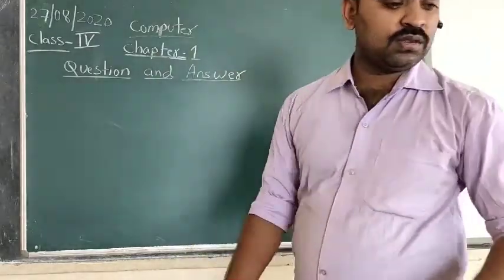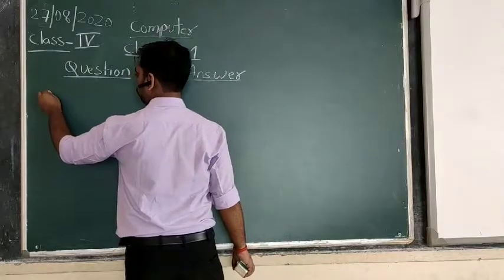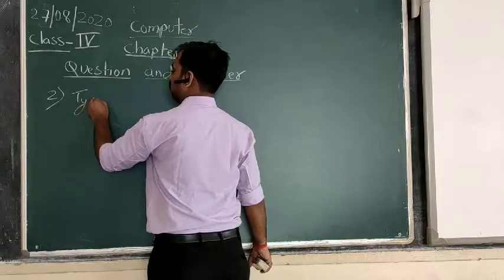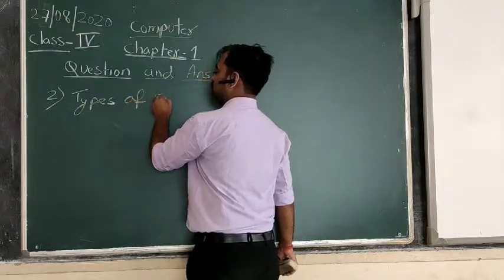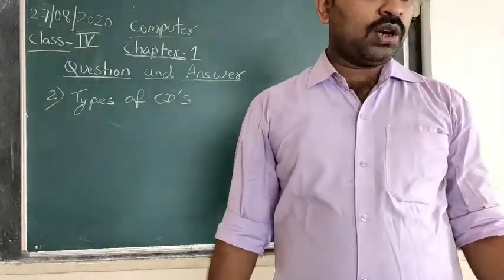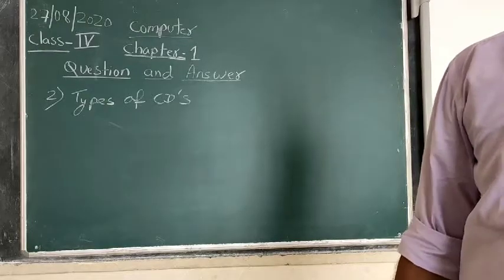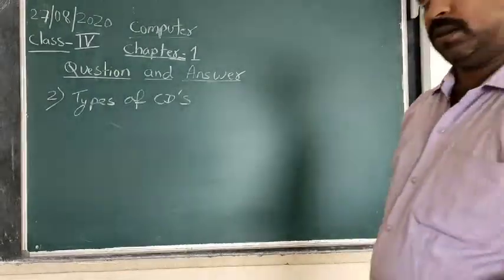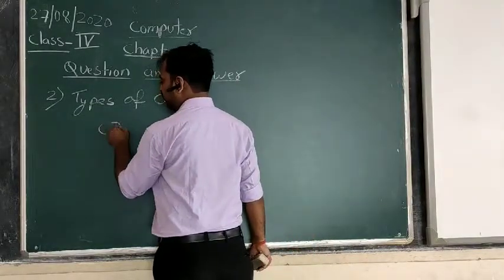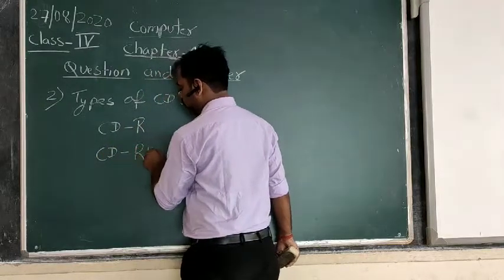The second question was, what are the two types of CDs available? So what are the different types of CDs available with us? The CD recordable and CD rewritable. The two types of CDs which are available to us are CD-R and CD-RW.